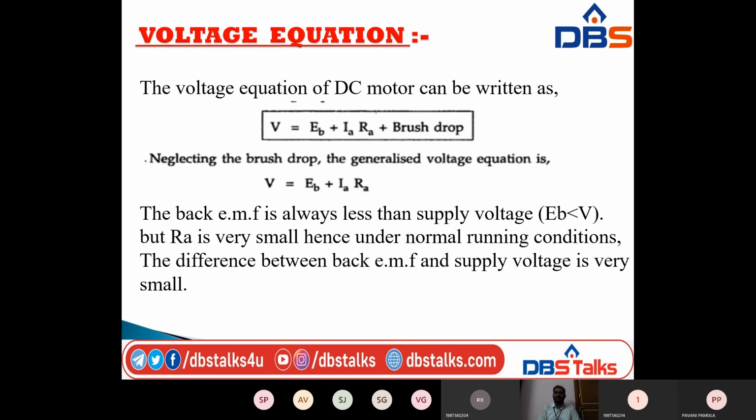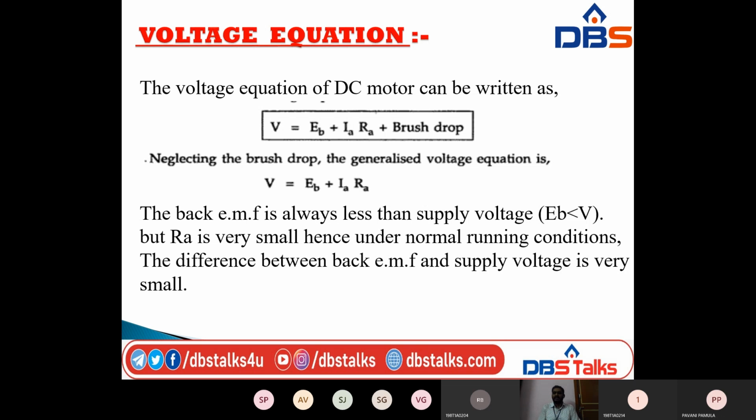The voltage equation of a DC motor can be written as V, the supply voltage, is equal to EB, the back EMF, plus IARA, the armature drop, plus the brush drop, V brush. Neglecting the brush drop, the generalized voltage equation is V is equal to EB plus IARA. We neglect the brush drop because it has a low, negligible resistance value, in the generator as well as in the motor. And the back EMF is always less than the supply voltage, that is EB less than V.